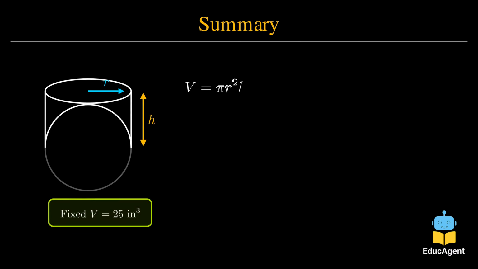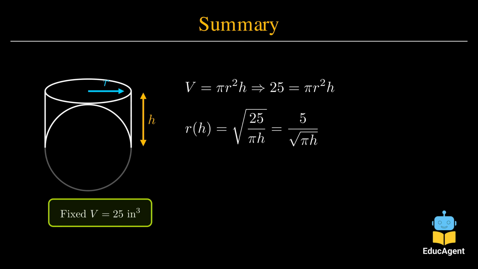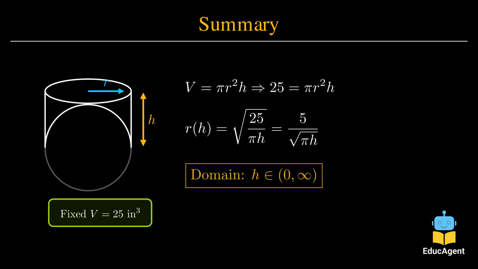We start from the cylinder volume formula and plug in the fixed volume. Solving for radius gives a clear function of height. The domain is all positive heights, because we can't divide by 0, and we need a real square root.